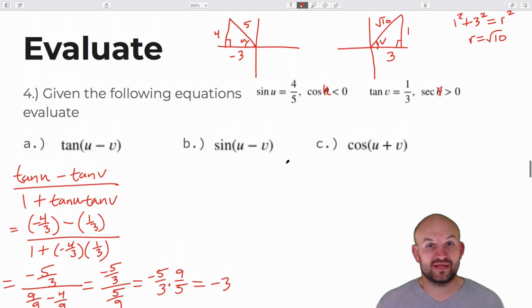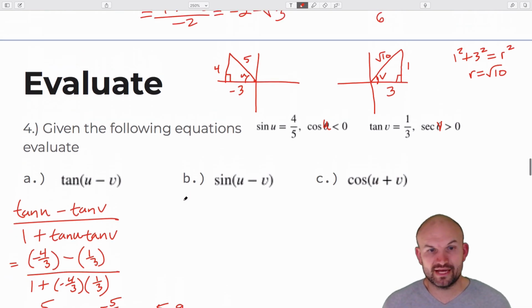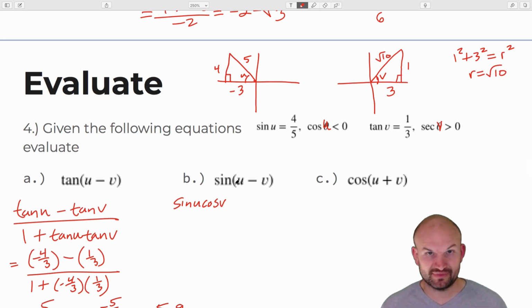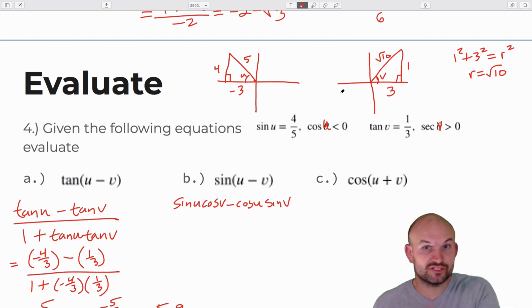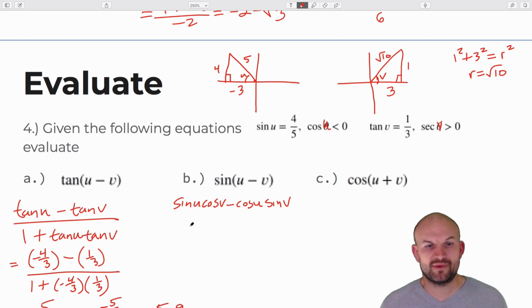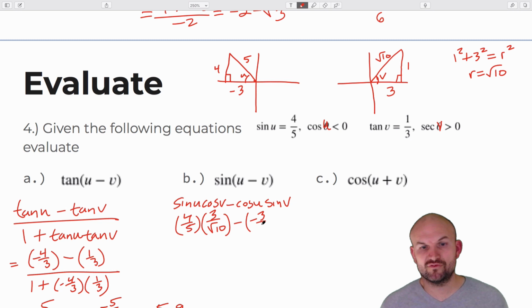For the next one, again, we have the formula, right? So we'll just write this out, sine of u times cosine of v minus, keep the same sign, minus the cosine of u times the sine of v. And based on these triangles, do we have the sine and the cosine? Of course, right? So the sine of u is opposite over hypotenuse. The cosine of v is going to be adjacent over hypotenuse. Minus the cosine of u, which is negative 3/5, and the sine of v, which is 1 over the square root of 10. Okay, and now we're just going to simplify.